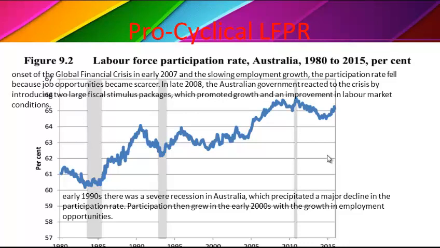It shows that this starts at 1990. In the early 1990s, there was a severe recession in Australia, which caused a major decline in the participation ratio. It went from 61.5% to 60%, the first part. The first blue band is the first recession in the early 90s. And then the economy was growing, so the labor force participation ratio also started to grow.